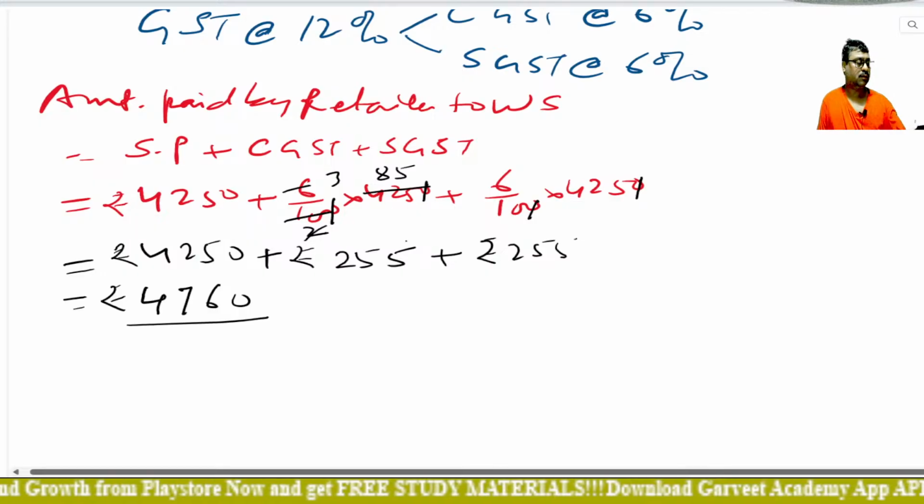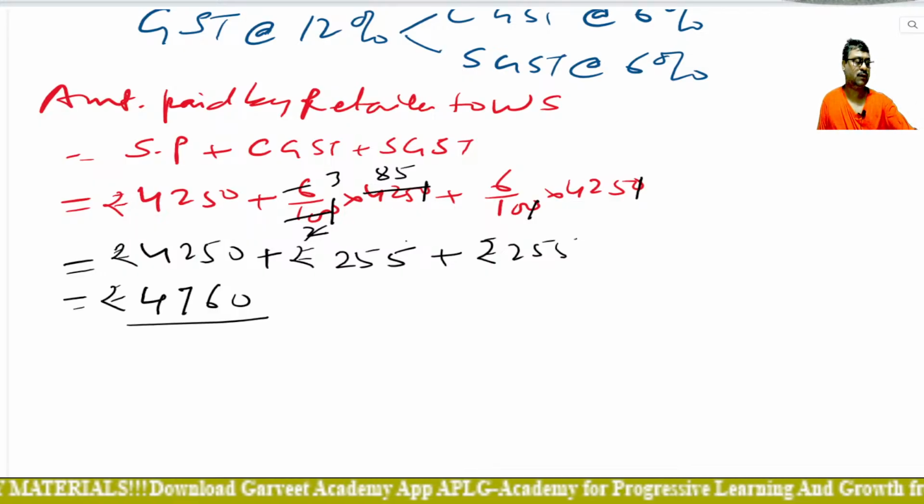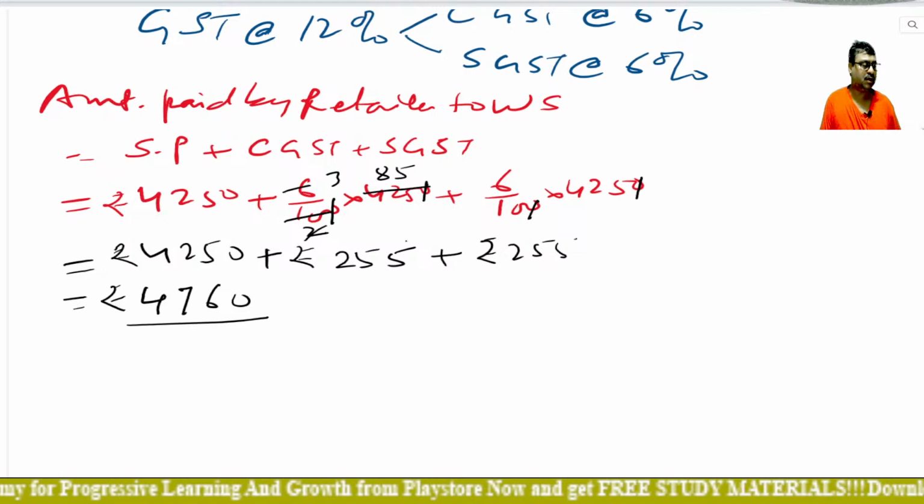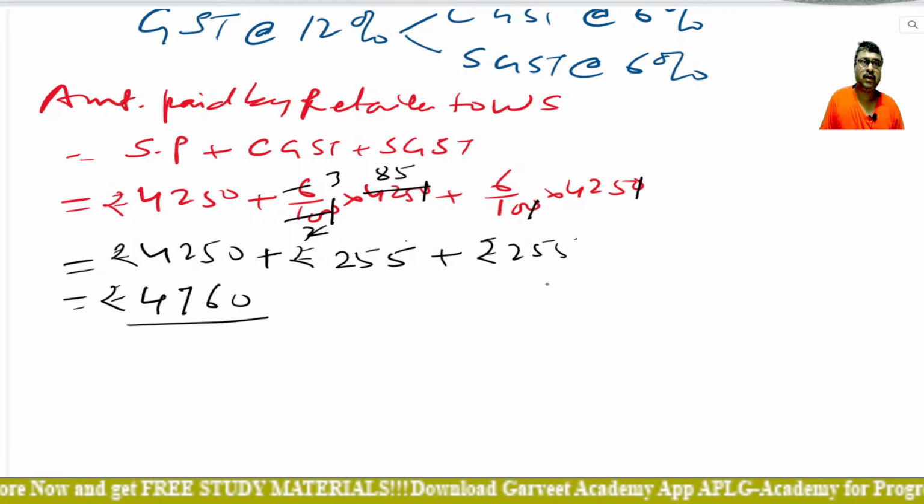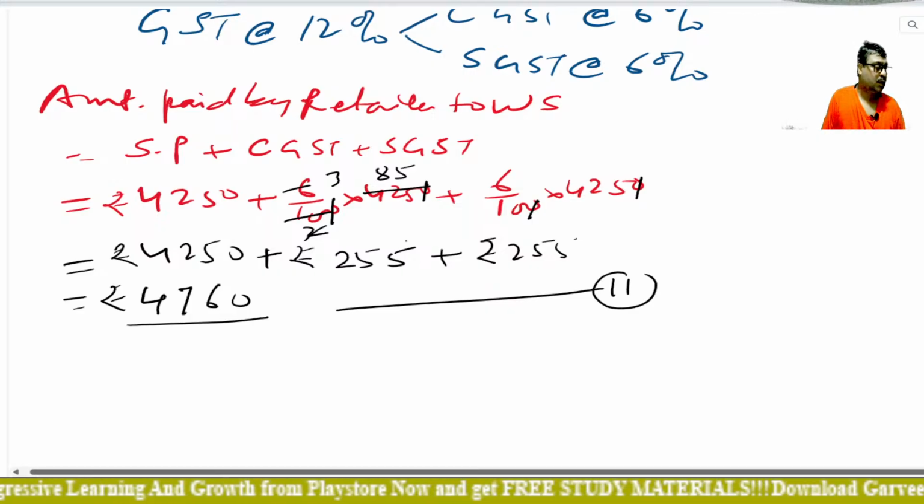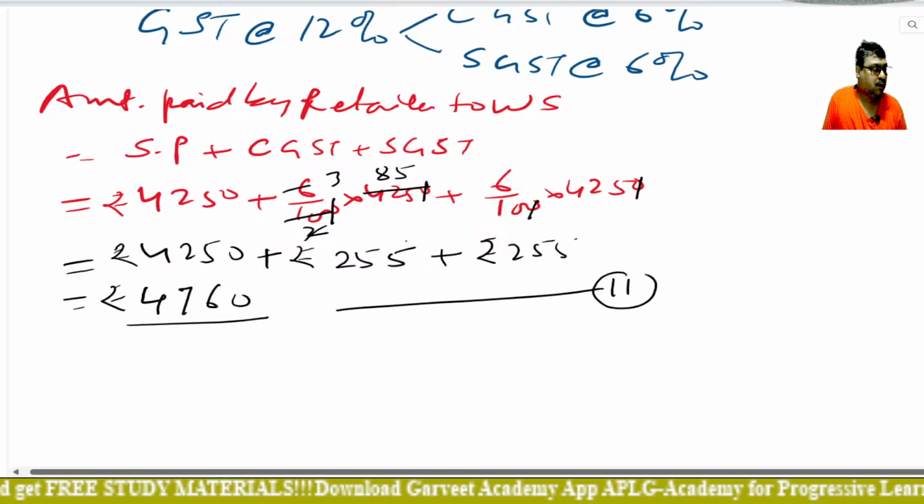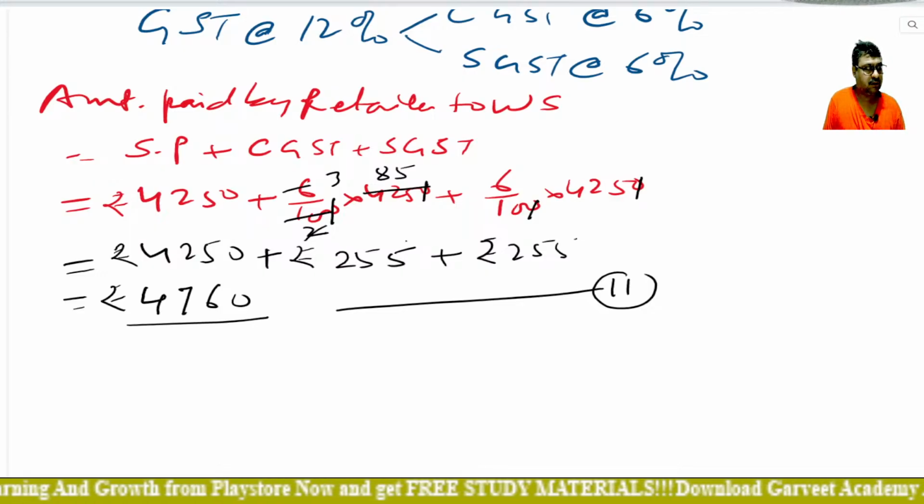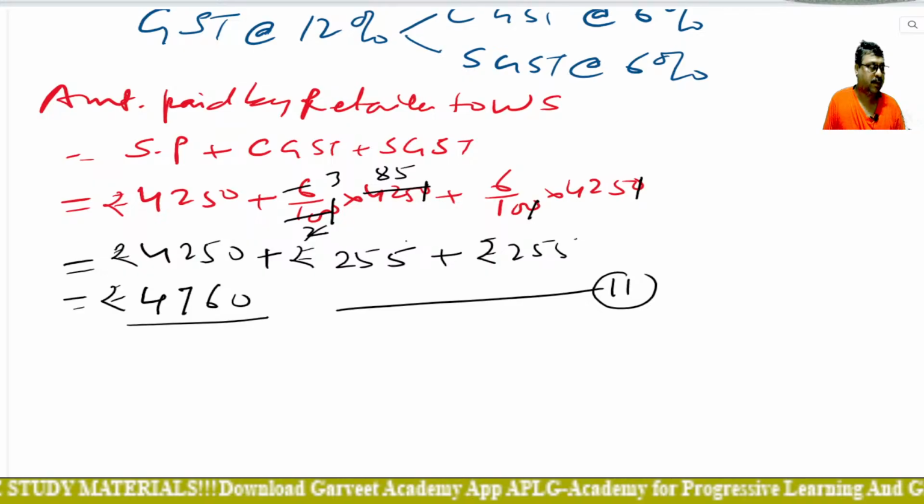Got it? So next, this is our answer number two. The amount inclusive of GST which the retailer pays for the article. Okay, this is number two. Next one is the amount of tax under GST which the wholesaler pays to the central government.